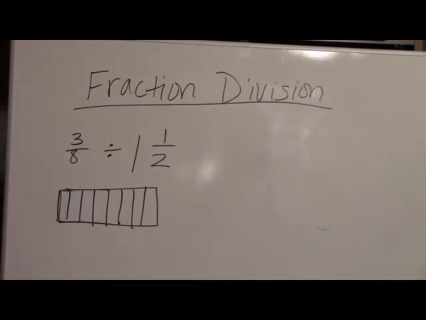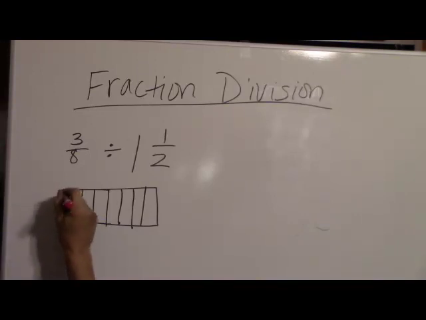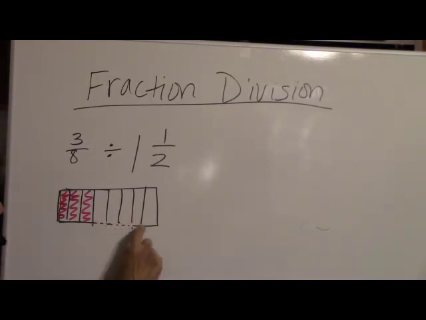So let's shade in what 3/8 looks like. This is 3/8. There's 1, 2, 3 out of the 8. So I'm going to dot everything else, or just dash it.